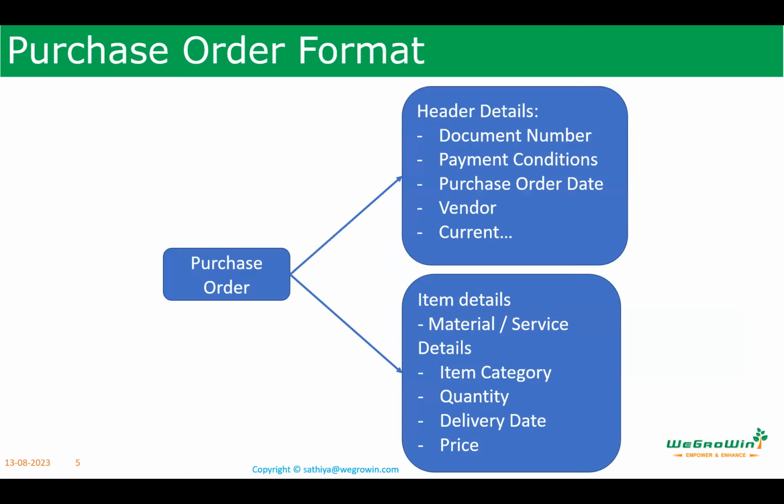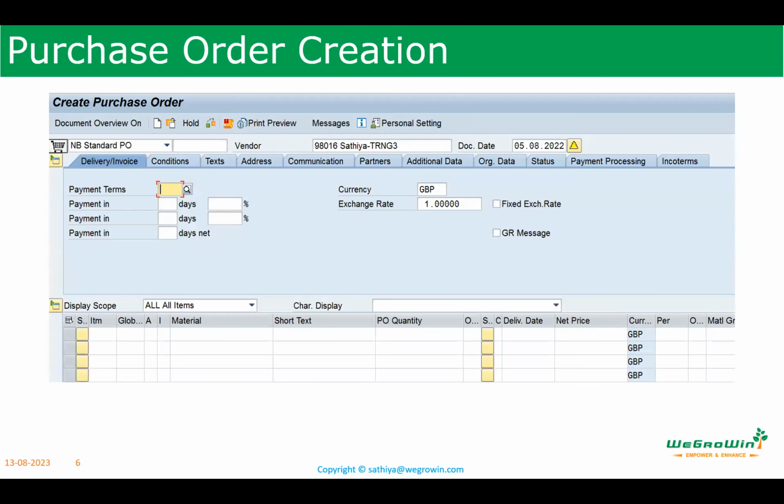So purchase orders, again, have header details and item details. Header details will contain the document number, payment conditions, purchase order date, etc. Item details will have material details, item category, quantity, these kinds of details. And then we'll also have item overview and item details, like what we saw in the purchase requisition. So this is the purchase order creation. So we'll start the purchase order creation.